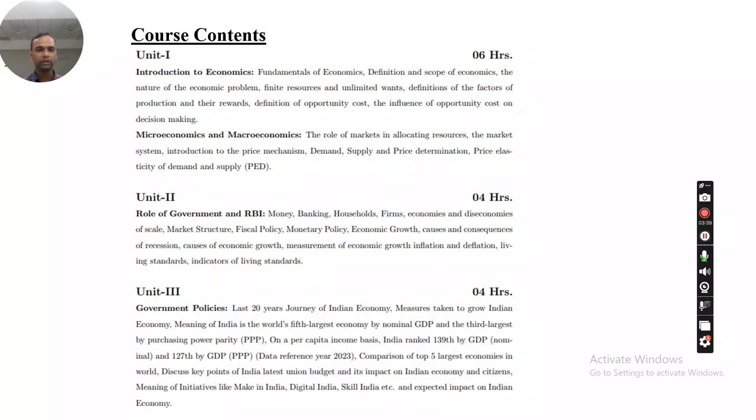The third unit covers government policies, in which the last 20-year journey of the Indian economy, measures taken to grow the Indian economy, and the meaning of India being the world's 5th largest economy by nominal GDP and the 3rd largest by purchasing power parity, that is PPP, are covered. On a per capita income basis, India ranked 139th by GDP and 127th by GDP PPP. Comparisons of the top 5 largest economies in the world are also included in this unit.